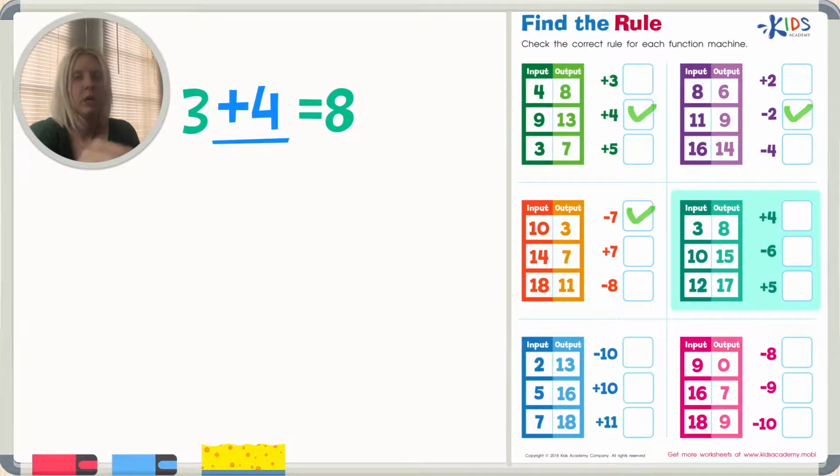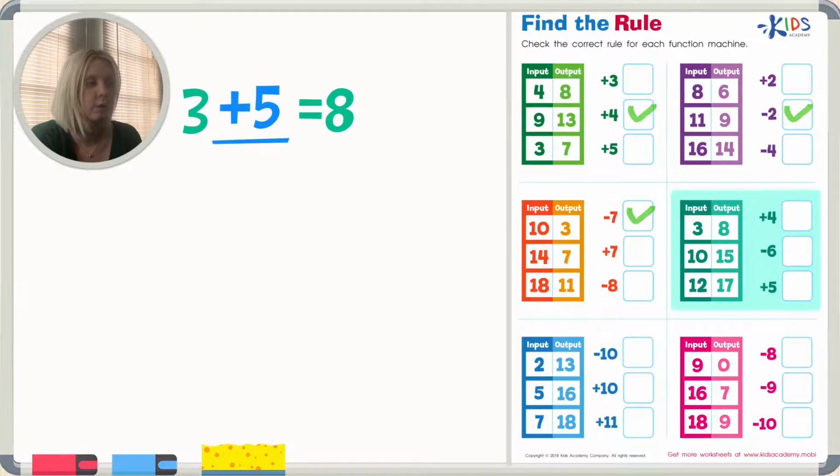I don't know. Let's count. We've got 3. We have to add 4. So 3, 4, 5, 6, 7. Is that right? Nope, that's not right, is it? So that's not the right answer. So I'm going to try again. I still know it's an addition one though, so let's see. Is there another option over here? Yep, there's 5. Let's add 5.